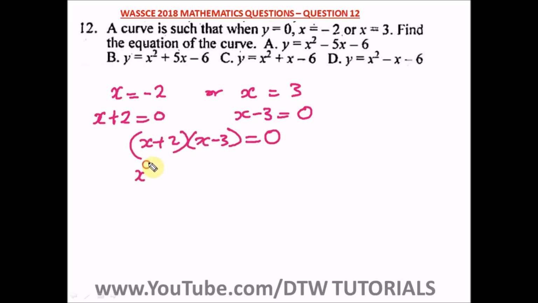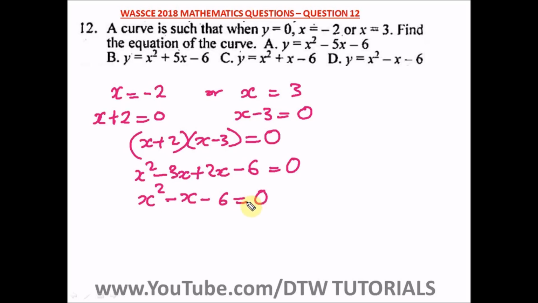x times x is x squared. x times minus 3 is minus 3x, and 2 times x will give us a positive 2x, and 2 times minus 3 will give us a negative 6, equal to 0. So from here we have x squared minus 3x plus 2x will give us minus x, minus 6, equal to 0.